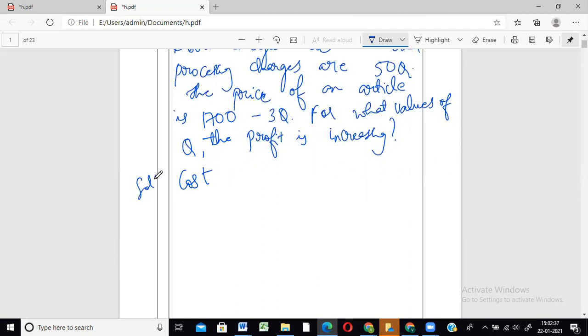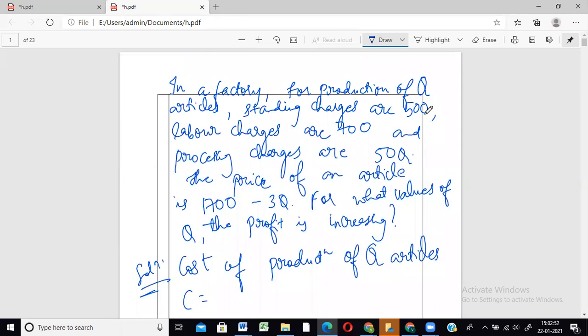Okay, so this is the solution. Cost of production of Q articles. So what will be the cost? The cost will be all that basic amount that you pay, right? This is the basic fixed amount, correct? So that's the fixed amount, 500 rupees. And the labor charges also you have to pay. And then processing charge, so that will be 50Q.